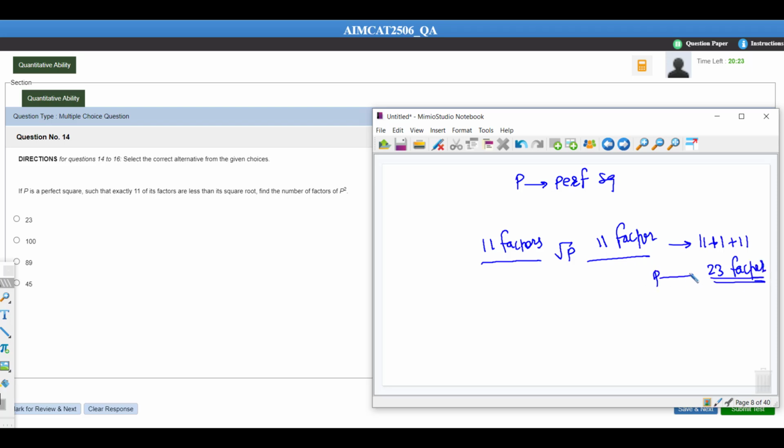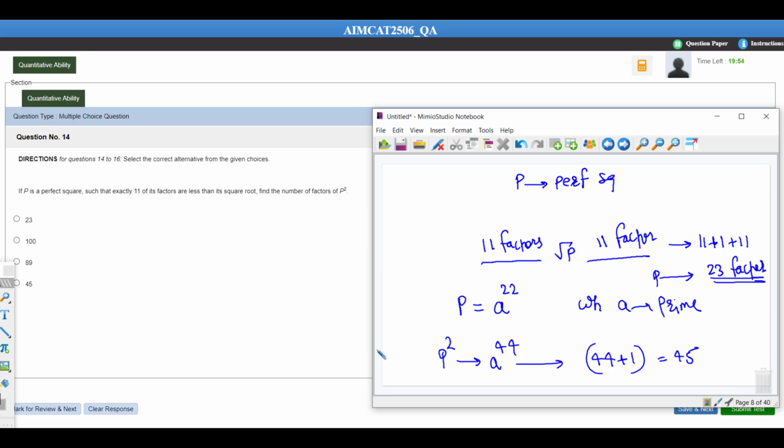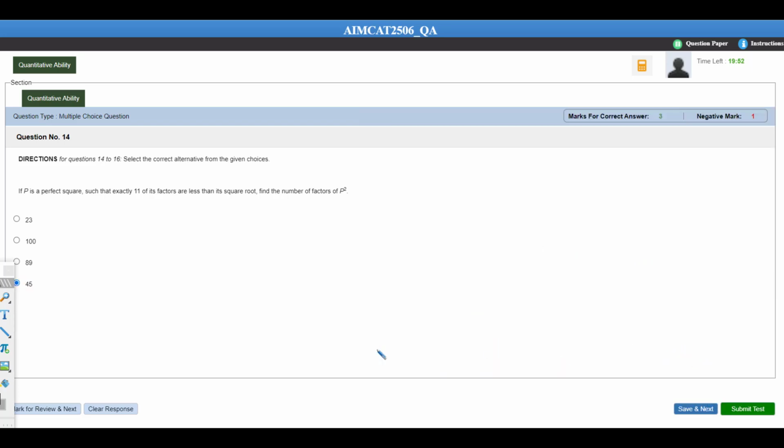P has total 23 factors. 23 is a prime number. It means the prime factorization of P should be a to the power 22, so the number of factors becomes 22 plus 1, 23, where a is a prime number. The question is, find the number of factors of p square. P square is going to be a to the power 44, and its number of factors are going to be 44 plus 1, 45. That is the answer of this question.